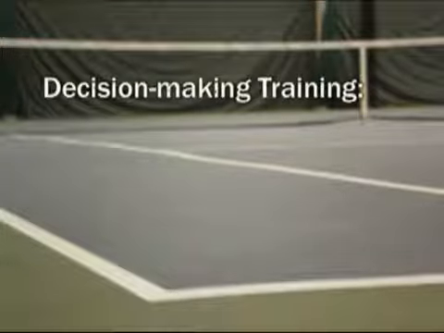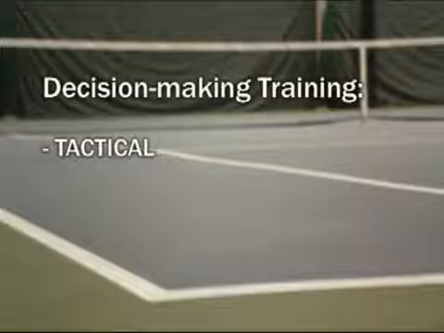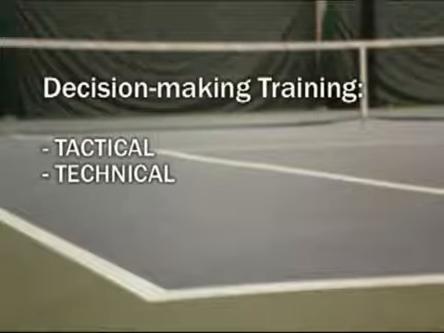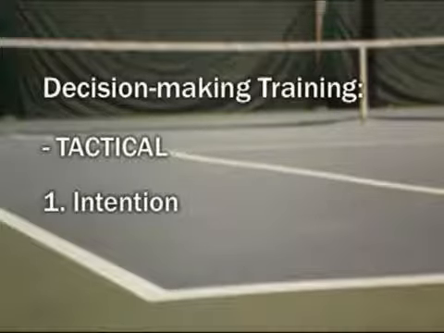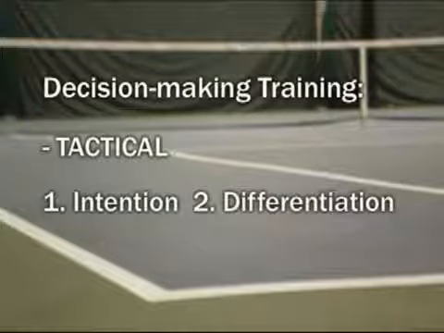When it comes to decision-making training, players make two basic types of decisions: tactical decisions and technical decisions. Tactical decisions are what a player does, while technical decisions are how to do it. There are two steps in tactical decision-making. The first is intention, which simply means having a clear goal of where to put the ball. The second stage is differentiation, which basically means deciding what is the best option between two or more possibilities.